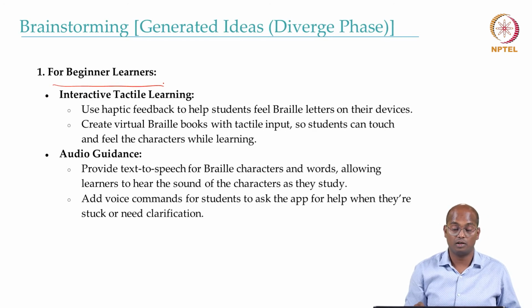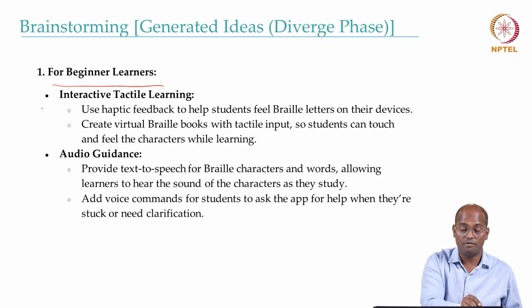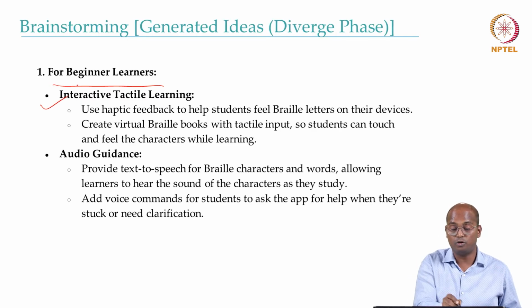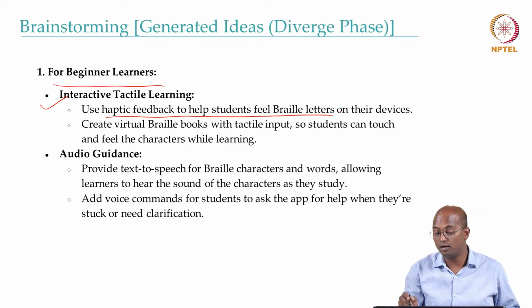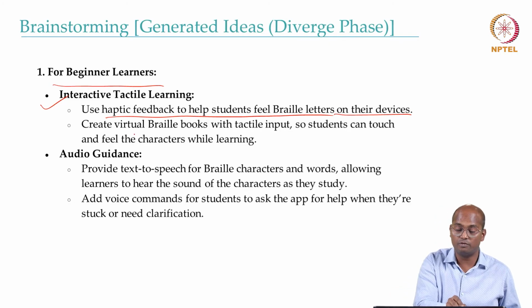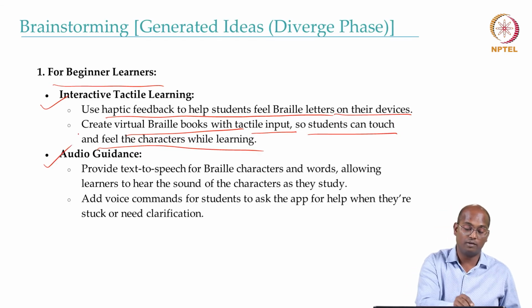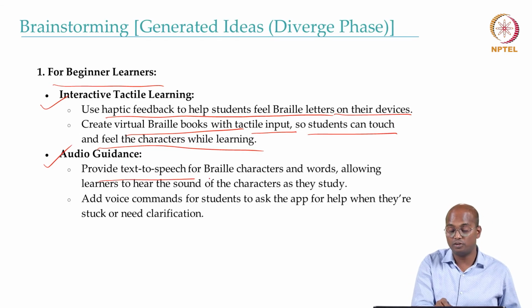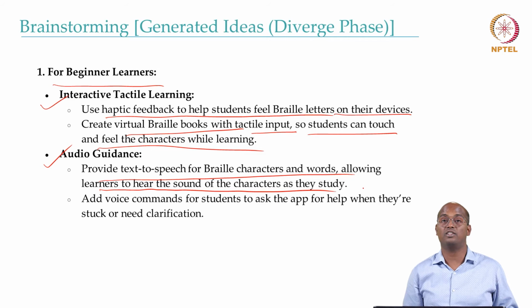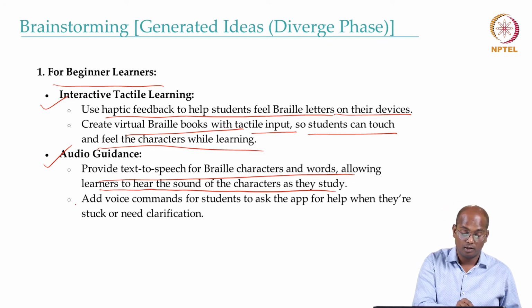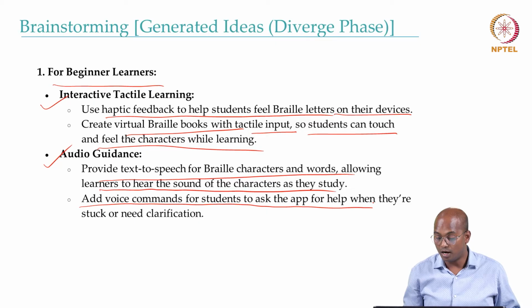So for example, for beginner learners, having a kind of interactive tactile learning that uses haptic feedback to help students feel braille letters on their device, or create virtual braille books with tactile input so that the students can touch and feel the character while learning. You may also have audio guidance, where you provide text to speech for braille characters and words, allowing learners to hear the sound of the characters as they study. Add voice commands for the student to ask the app for help when they are stuck or need clarification.